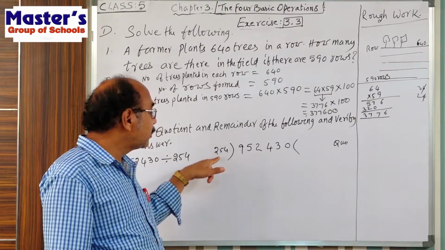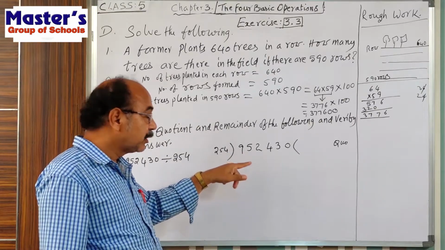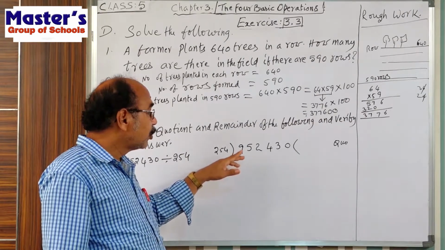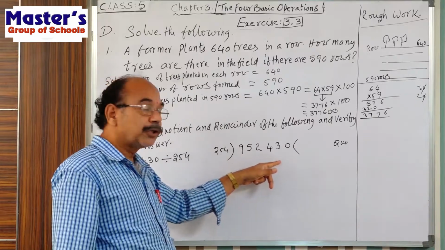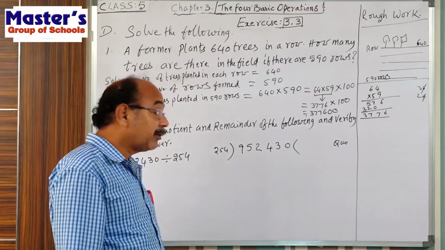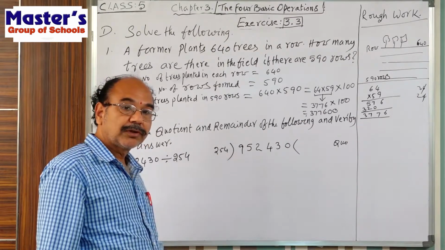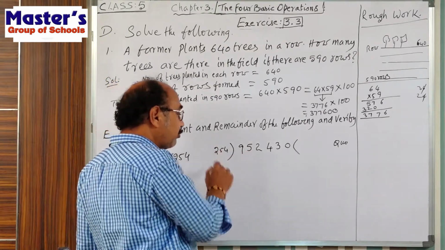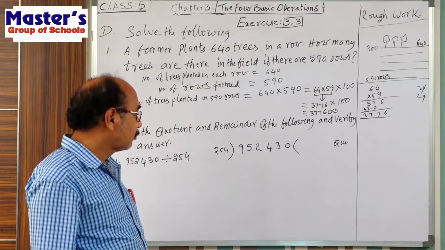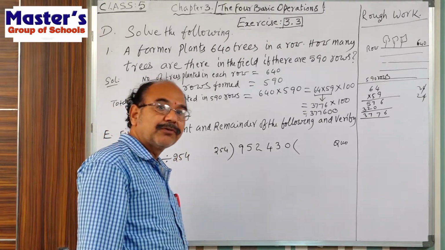Suppose if the number is less than this divisor, then you see in 4-digit number, not in 3-digit number, when the number is less than 254. Here 952 is greater than 254. That's why in the 3-digit number you can select now. How many times does it divide 952?